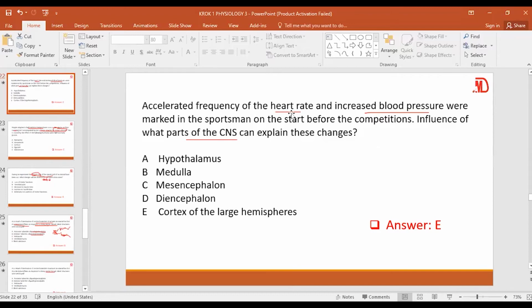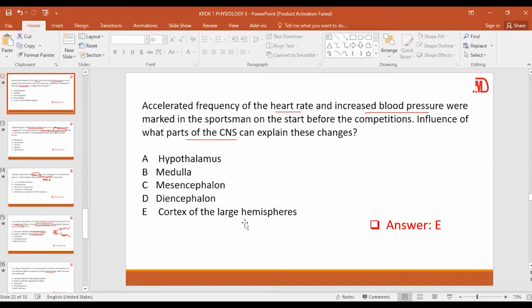So your heart rate, your breathing, all the centers are located in the medulla oblongata. So that means when there's a problem with the medulla oblongata, what will happen? There can be an increase in heart rate or even a decrease in heart rate depending on the stimulation of the medulla. But over here, they are saying the answer is what? Cerebral cortex.